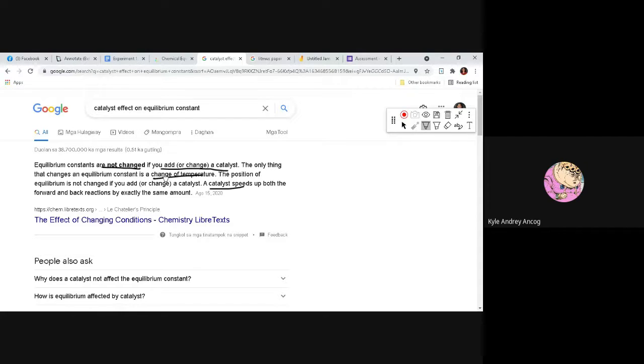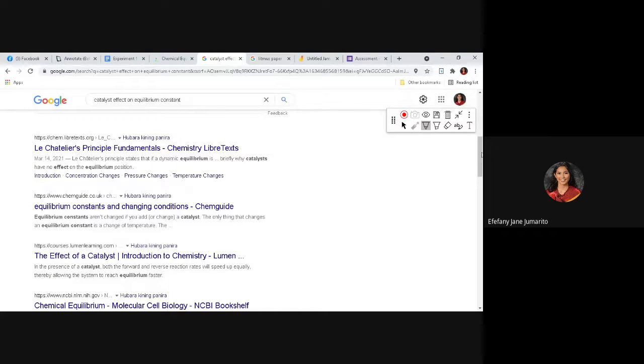Okay, the forward and the reverse are the same, ma'am. Yeah, reverse, it only speeds up. So by its definition, a catalyst speeds up a reaction without consuming itself. So it acts on the reaction rate, catalyst. Okay, so here, in the presence of a catalyst, both the forward and the reverse reaction rates will speed up equally. Okay, so they are not unequal.